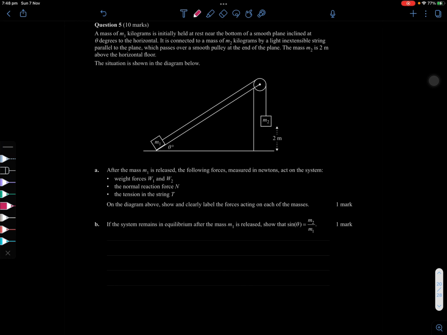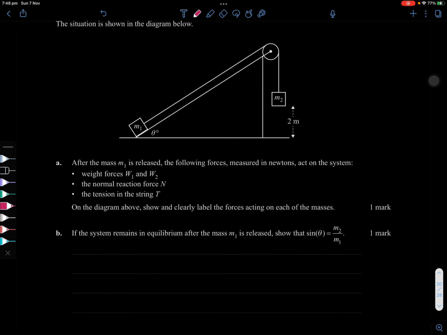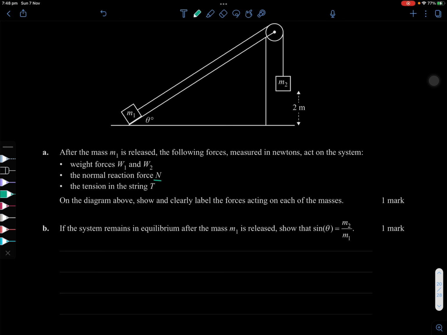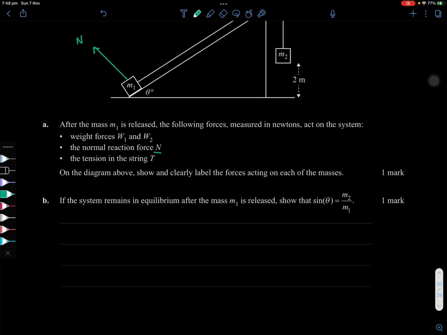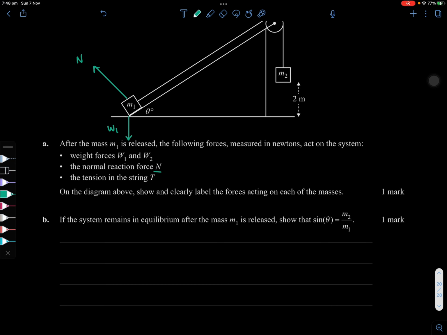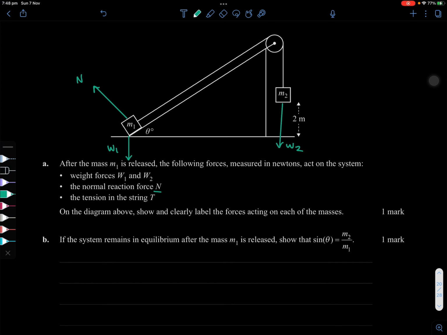Next question, we've got mechanics here. We have the general paragraph describing what you already see. After the mass M1 is released, the following forces, measured in newtons, act on the system. On the diagram above, show and clearly label the forces acting on each of the masses. So obviously we've got our normal force, our weight force 1, our weight force 2, and our tension in the string. And the tension here is the same as the tension here, because it's all connected. Okay, that's all nice, easy 1 mark.